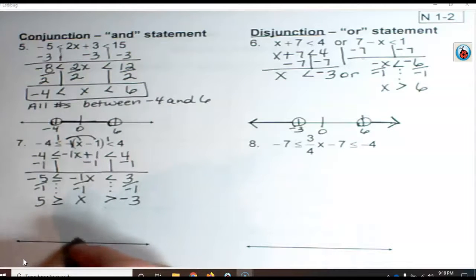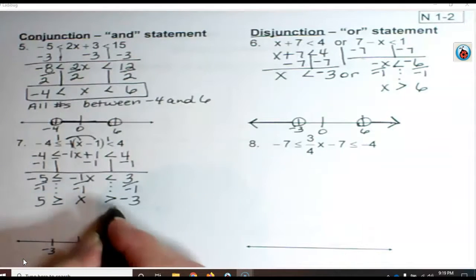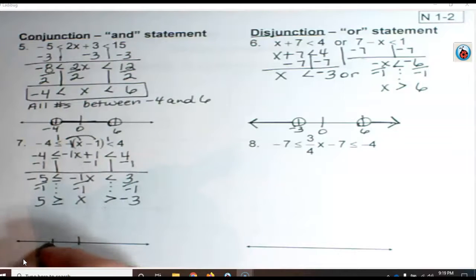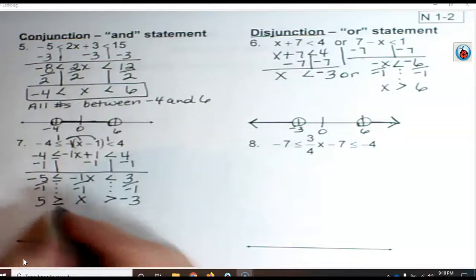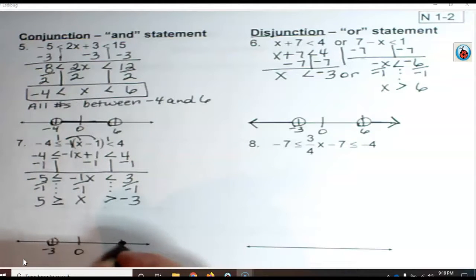Okay, so I'm going to go ahead and graph this. I've got my negative 3 over here. That's the lowest number. It's an open dot. Got my 5 over here. It's the higher number. It's a closed dot because it has the line equal to. That means it includes 5.